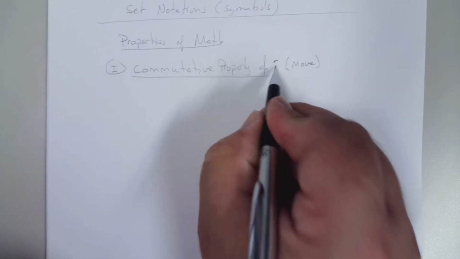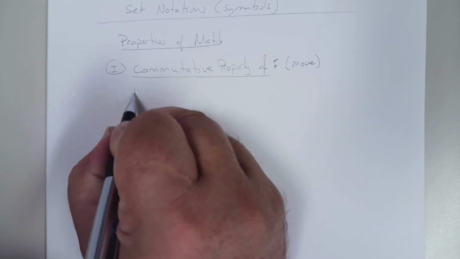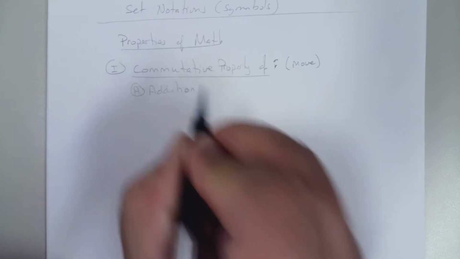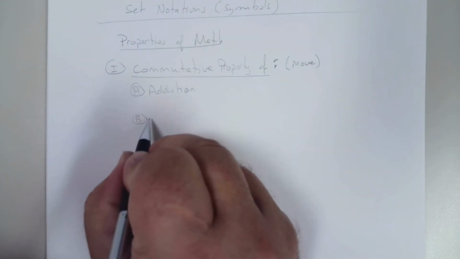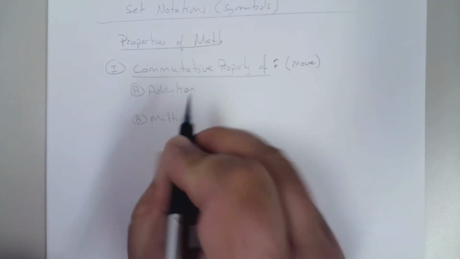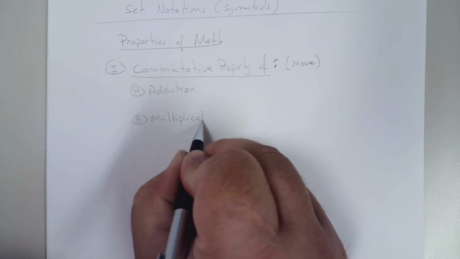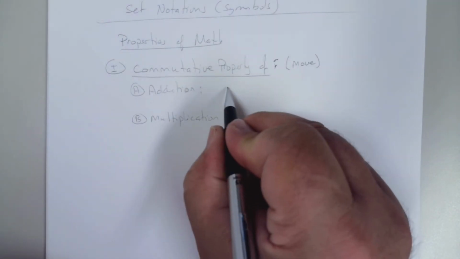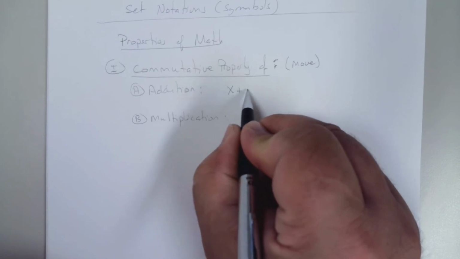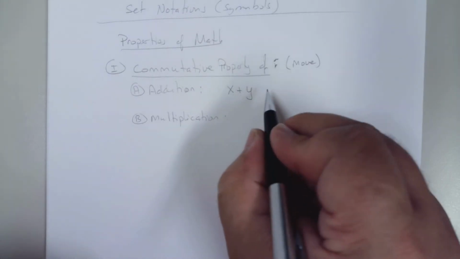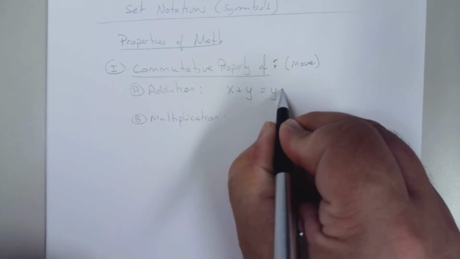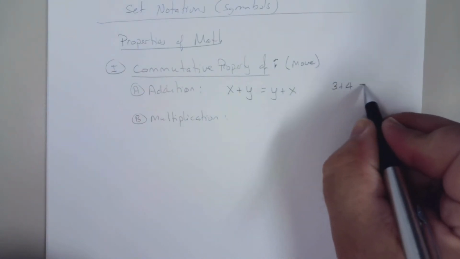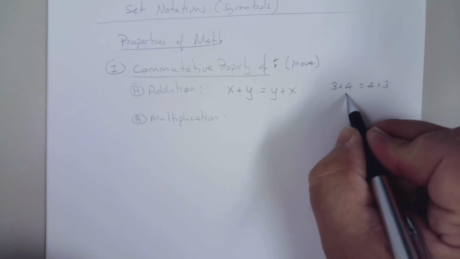Now, whenever you see a colon at the end of a sentence, that usually means there's a list. We have a commutative property of addition, and the commutative property of multiplication. And here it is. The commutative property of addition says if I have two numbers, x and y, they could be anything, they're going to be the same thing as y plus x. So pick any two numbers. 3 plus 4 is the same thing as 4 plus 3. They both equal 7.